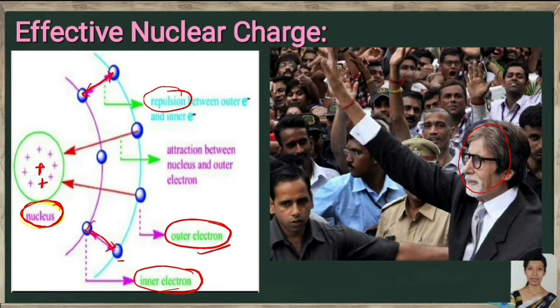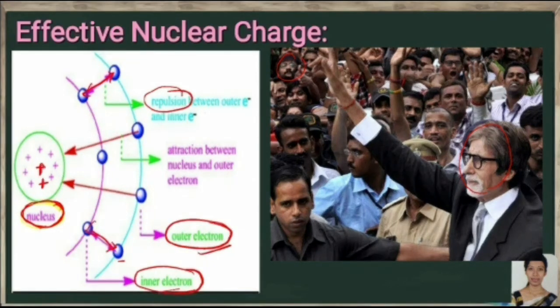People around him are the electrons, arranged at different distances from the nucleus. People who are very near to Amitabh can take a photograph and talk to him very easily, whereas people standing away from Amitabh are not able to talk effectively with him, because of the repulsion between the people in between Amitabh and the outermost person.